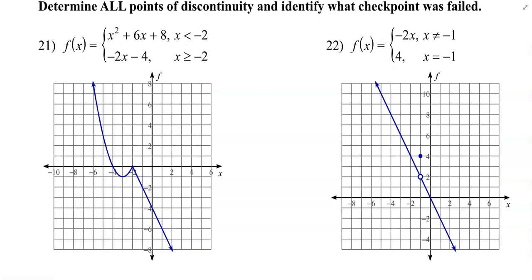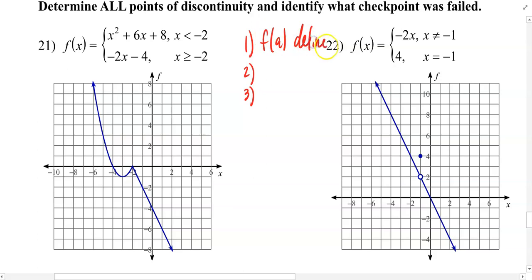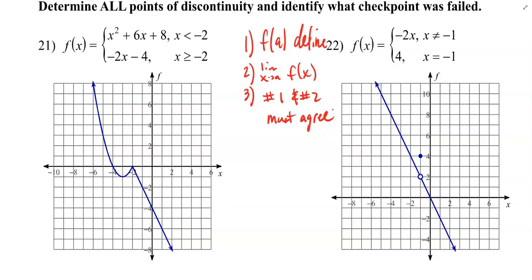Now, to finish the video out, let's recall that there are 3 checkpoints for continuity. The first checkpoint is that the function has to be defined at a, our target value. The limit also has to exist as x approaches a. And then finally, the data from checkpoint 1 and checkpoint 2 must agree, or they must be equivalent. And if we can identify failures at any one of these points, then we can determine where there's a point of discontinuity.